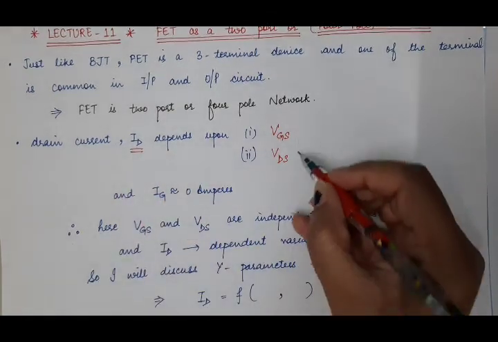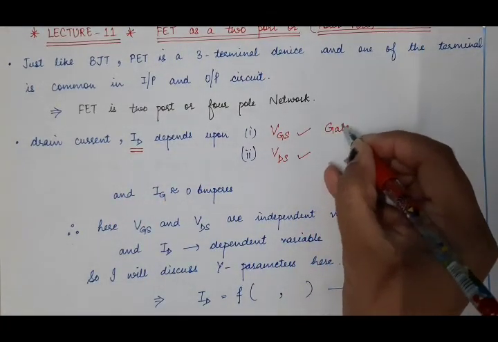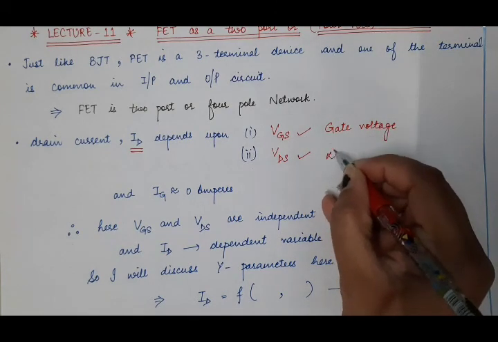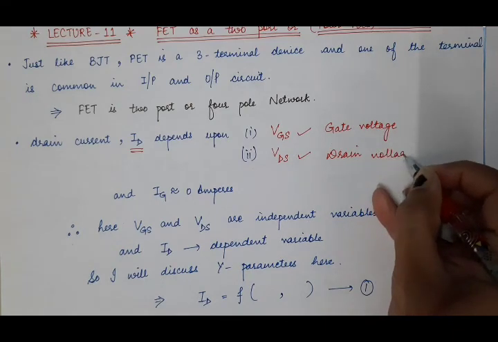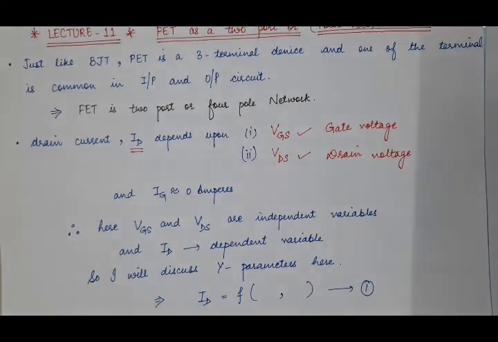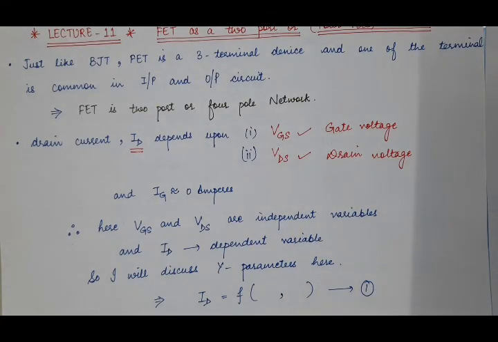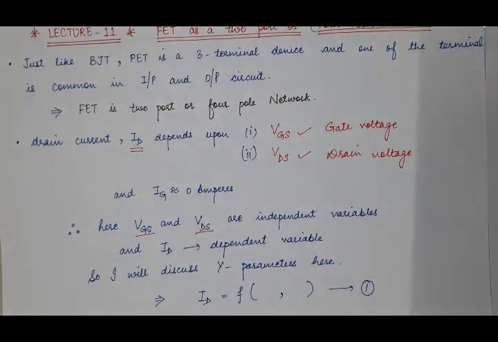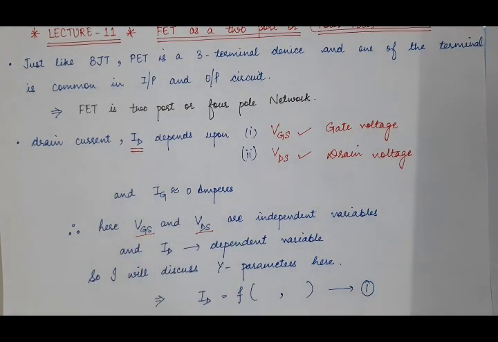But overall, this ID depends upon these two voltages, gate voltage and drain voltage. It means here these two voltages are independent parameters. VGS and VDS are independent variables or parameters. And here current ID is the dependent parameter.